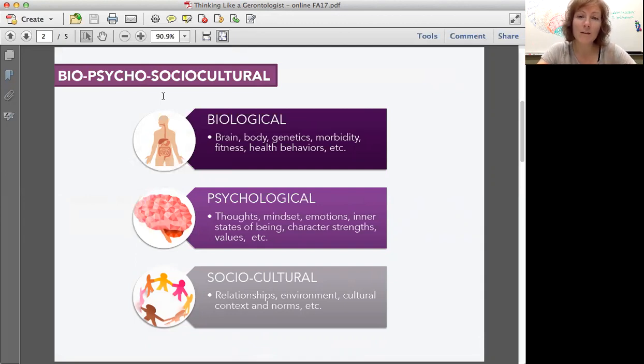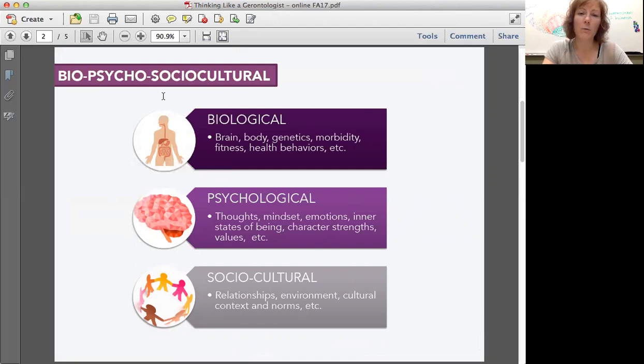So in the late 70s, someone named George Engel proposed the biopsychosocial model. And nowadays, it's more of a sociocultural look because we want to make sure that in that social part, we're looking a little bit broader. And he proposed this because he said, we're looking at this too narrowly. There's much more to health, and in our case, aging, than just your biology. Your biology can tell us quite a bit, but there are other parts that are missing from that picture.